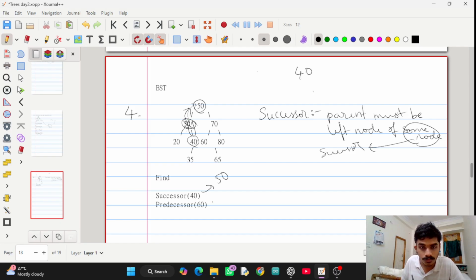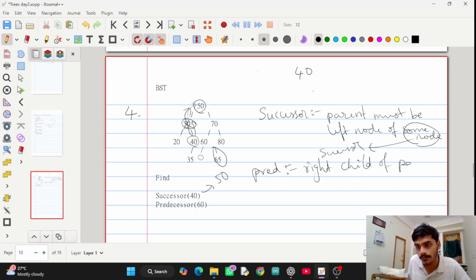Now we'll consider the case of a predecessor. So 60 has a right child but does not have a left child. So we have to consider something which is the right child of a parent. So this is the predecessor rule: the right child of a parent, and that parent becomes your predecessor.